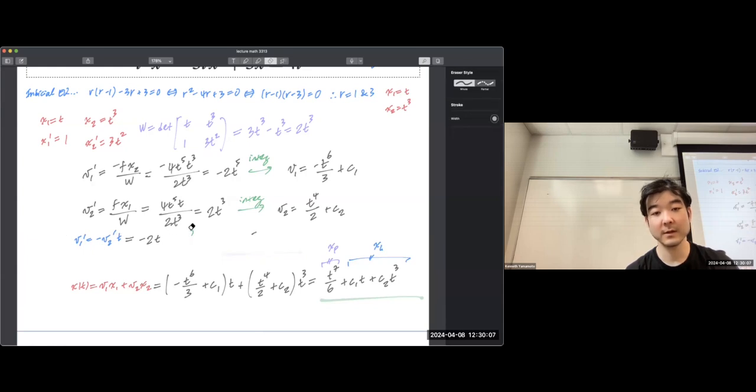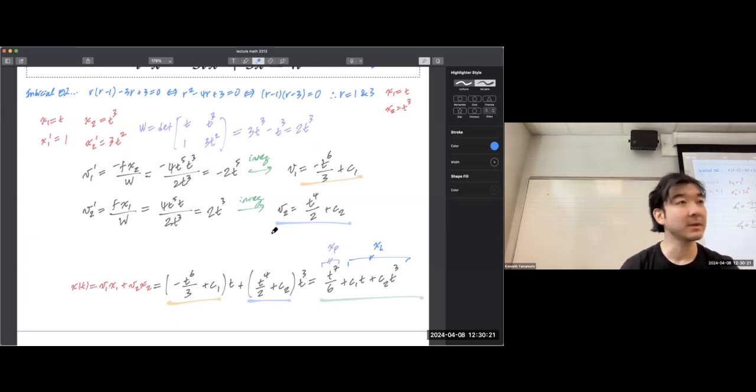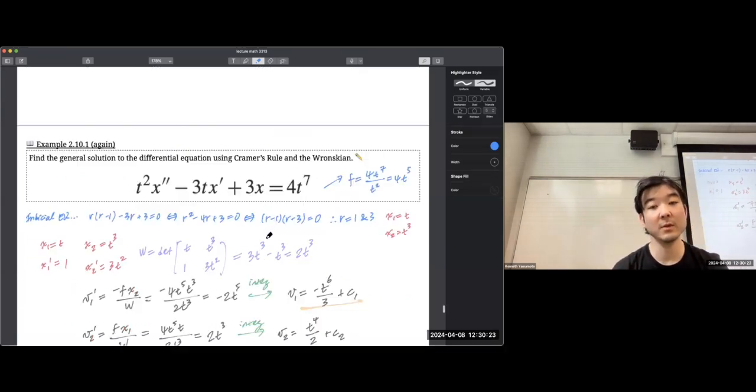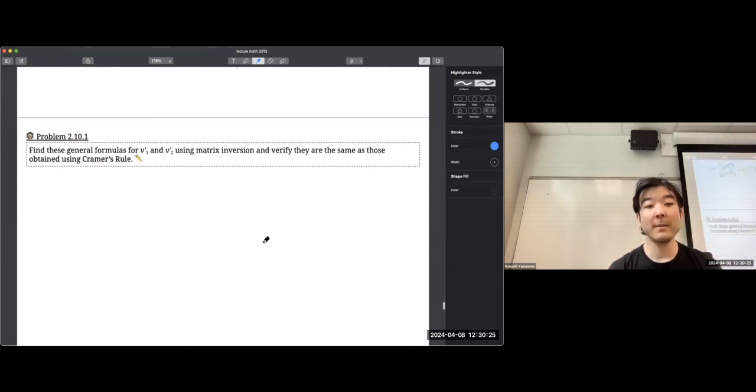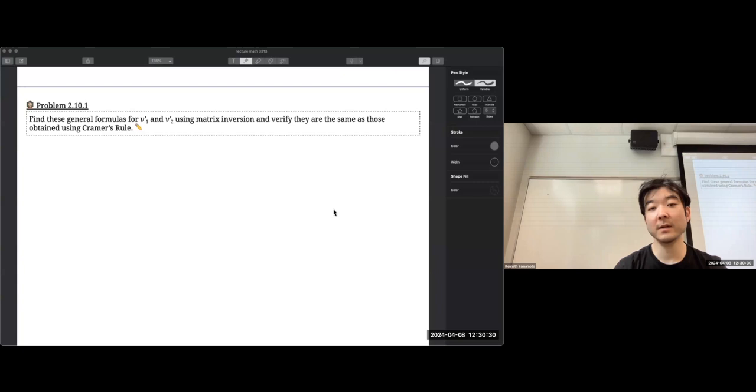Delete all this. So if you notice that this right here is right here, and this right here is right here. So this is using Cramer's rule to find your V1 prime and V2 prime. Okay, so let's scroll back up. So for people who have taken linear algebra, that's enough.